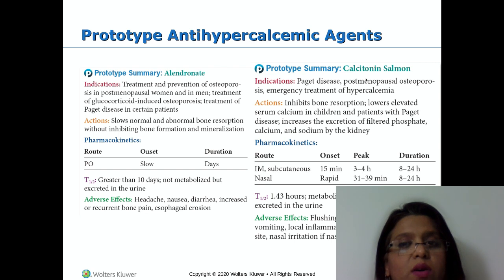Another one is calcitonin salmon. Usually it is given for Paget's disease and postmenopausal osteoporosis. Emergency treatment of hypercalcemia, inhibits the bone resorption, lowers the elevated serum calcium in children and patients with Paget's disease, and the excretion of filtered phosphate, calcium, and sodium by the kidney.